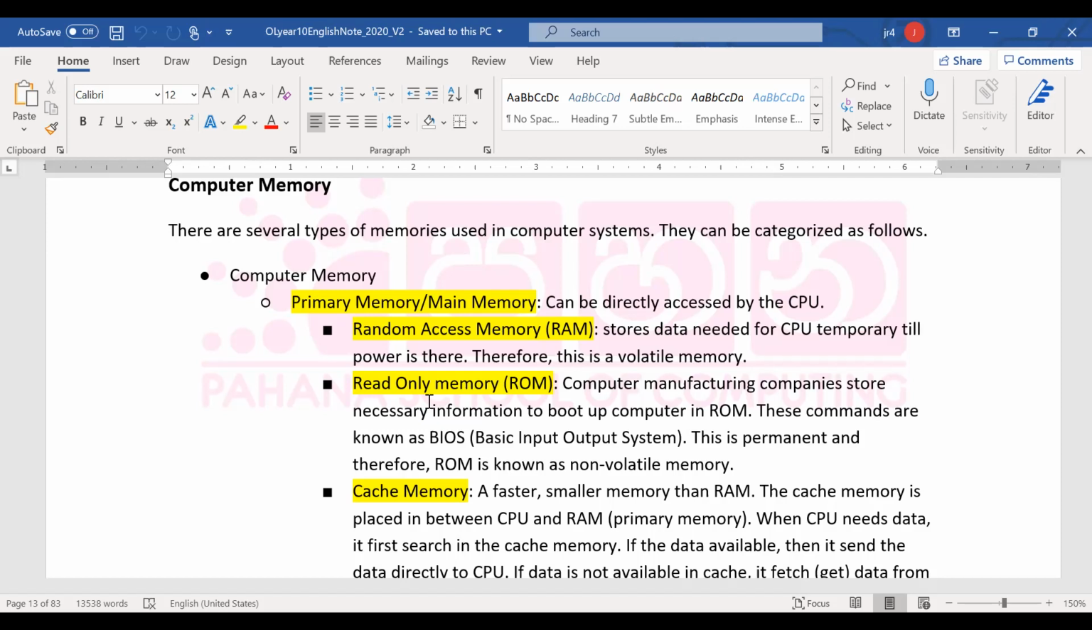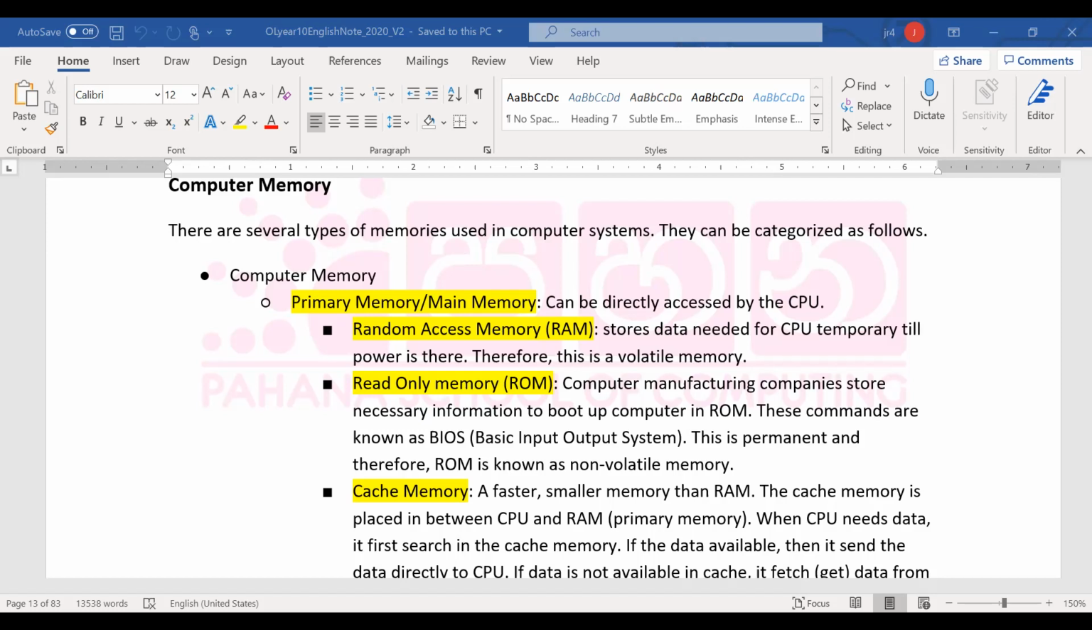So that's called RAM. Usually in the motherboard you will see this RAM. This figure shows you a motherboard, and this is RAM, right? This is what we call the RAM.